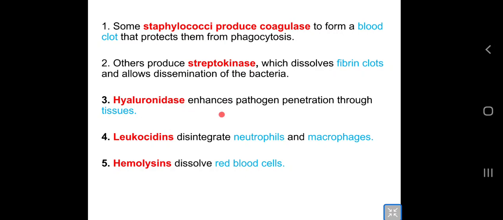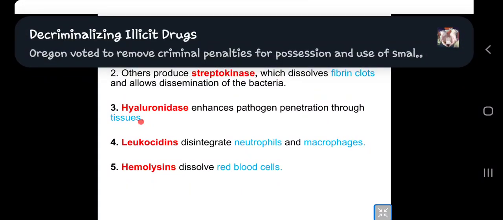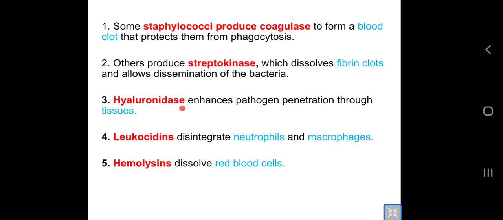Now, hyaluronidase. It is enhancing pathogen penetration through the tissues. So through the tissue it enters. That we call hyaluronidase. Certain bacteria have hyaluronidase. That is an enzyme. And then there is leukocidin. Leuko means white blood cells, you know them. Those are neutrophils and macrophages. Cidin means kill. So this microorganism has a certain enzyme which is going to kill neutrophils and macrophages. So we call it leukocidin. These are enzymes produced by the bacteria.